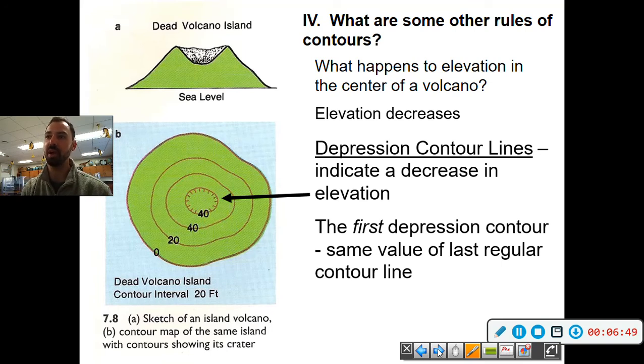The first depression is going to have the same value as the last regular contour line if it's inside of a loop. I'll show you another rule in a moment in which that changes a little bit. Right here, the 40 repeats 40, because this point, if you're picking a random point, could be like 42 or 43. Then you go back down to 40, and if we had another one in here, it would go down by the contour interval, 20, and then if there was another one inside of that, it would be 0. So basically it follows the contour interval just like the regular contour lines.